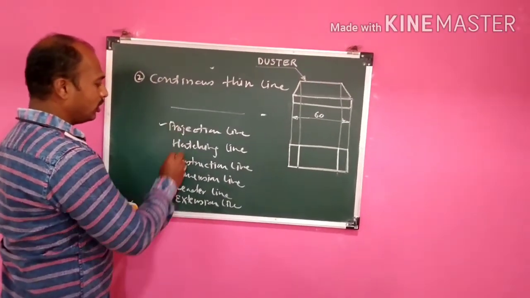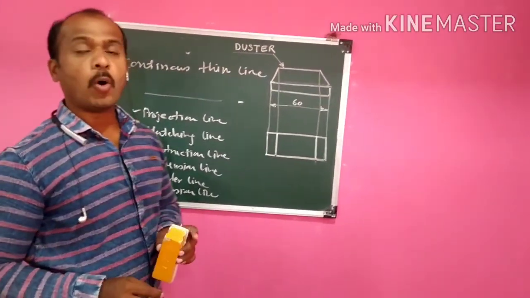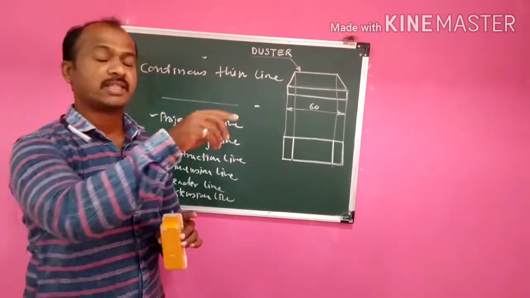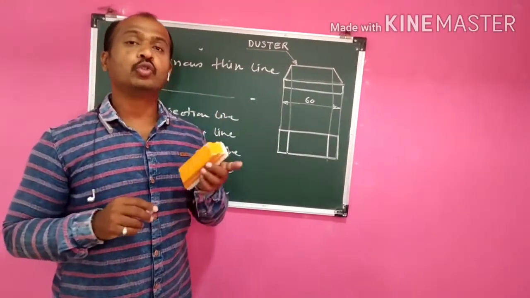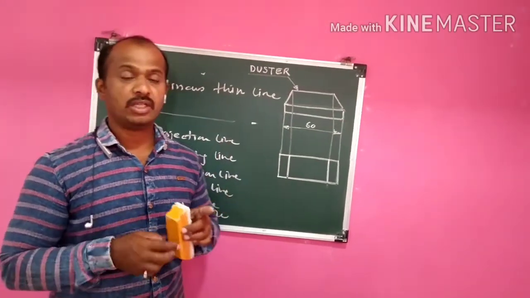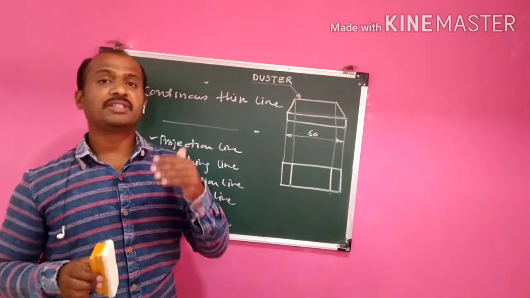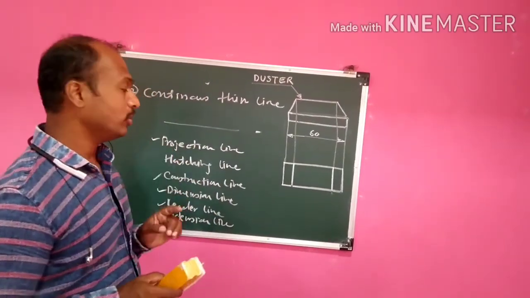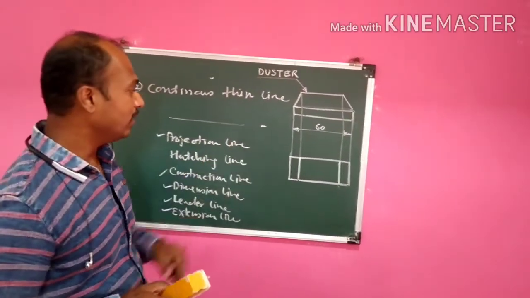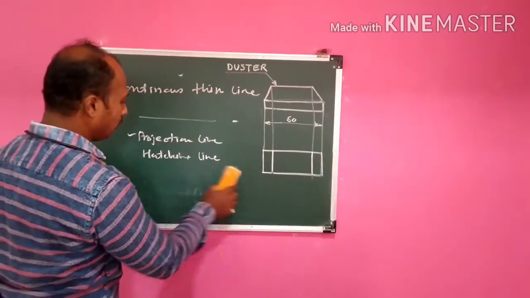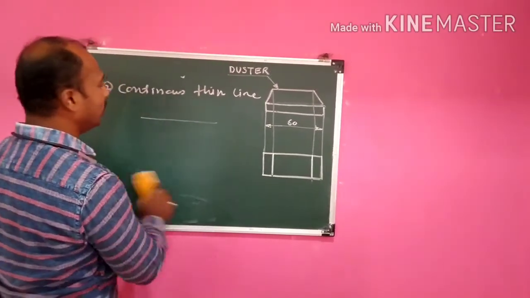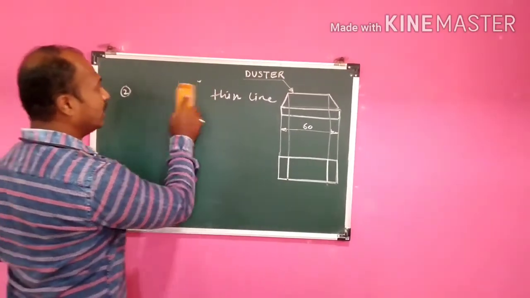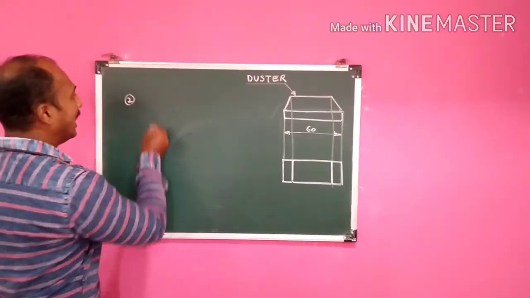So now the next line is the construction line. While drawing any object, we need to draw some lines which we use to draw it, but they are not part of that object. Some lines we draw are not part of the object, but still we have to draw them, so what do we call them? They are called construction lines. And hatching line we'll see after some time. Okay. So this is the second type of line, the continuous thin line, and these are its uses. Now we'll see the next type of line, the dashed line.